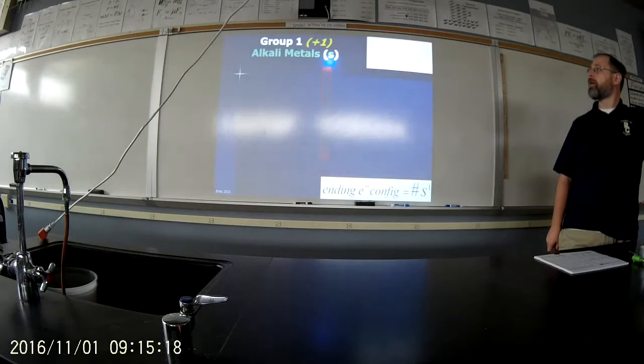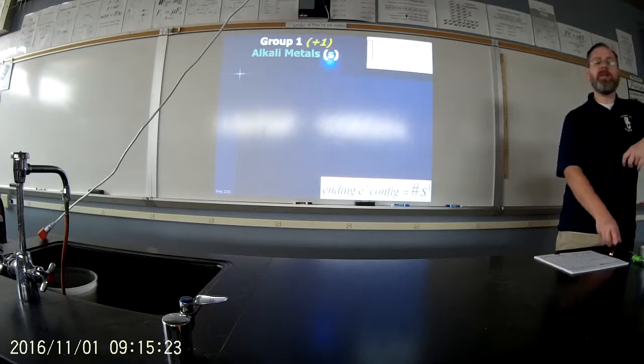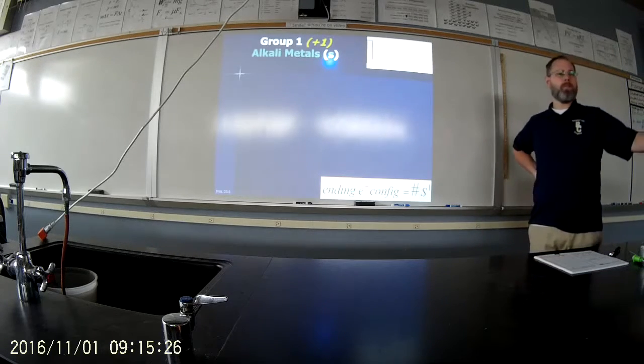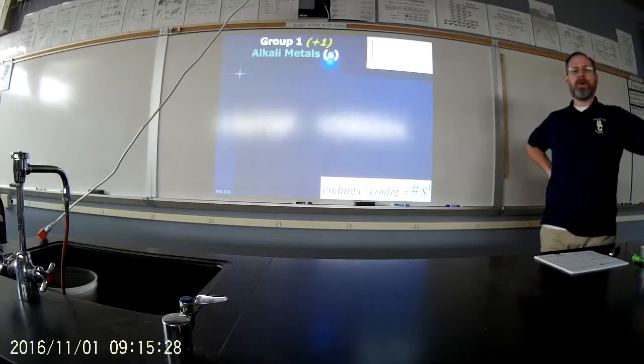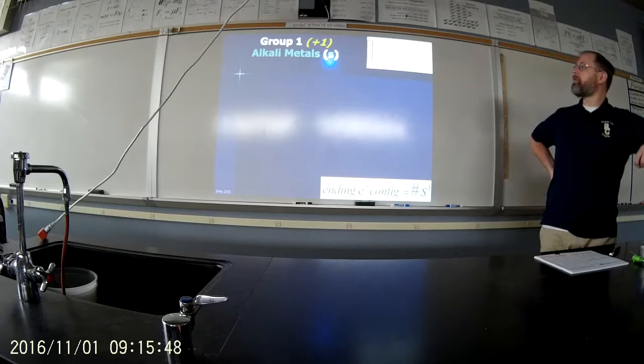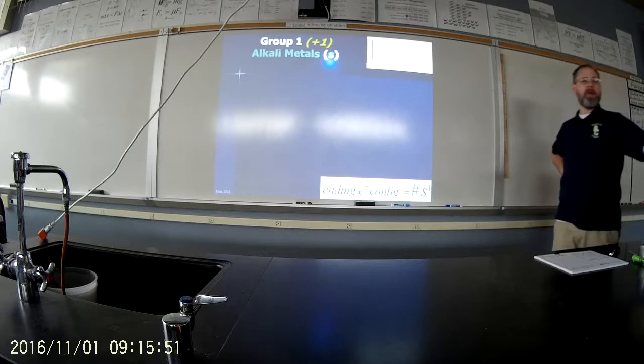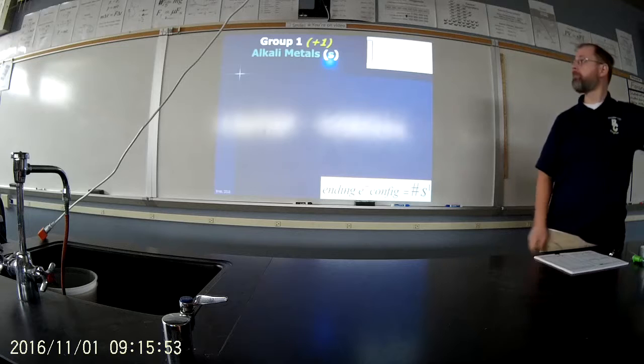Starting with alkali metals. All the alkali metals end in s1. They all end something s1. So lithium down through cesium, and one that we don't have on the board, called francium. Francium is super artificial. Group 1 elements have one valence electron, so they have an oxidation of +1.